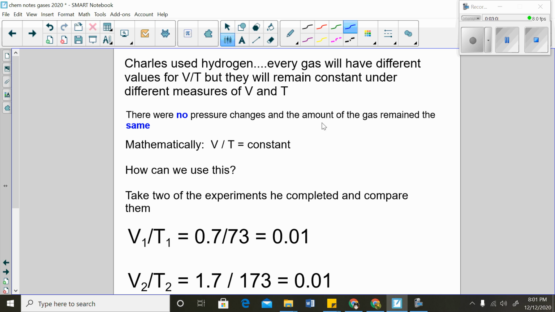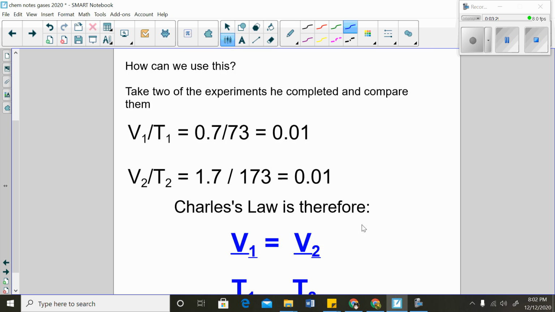Every gas will have different values for V over T, but they will remain constant under different measures of V and T. There were no pressure changes, and the amount of the gas remained the same. So mathematically, V over T equals a constant. So how do we use this? Well, the same way we used Boyle's law. You can take any two experiments and compare them.